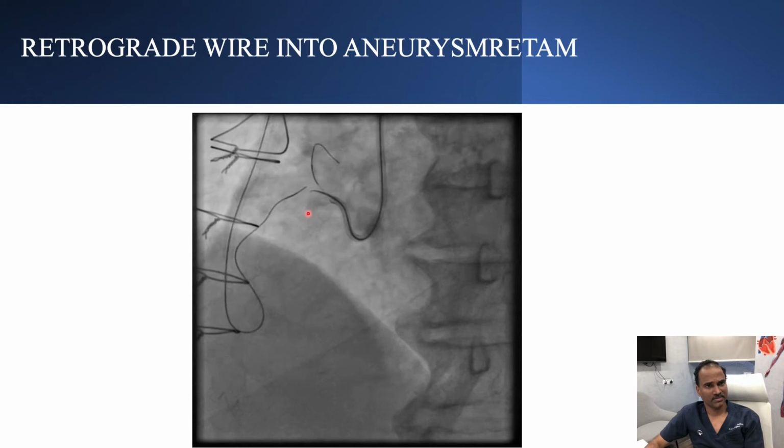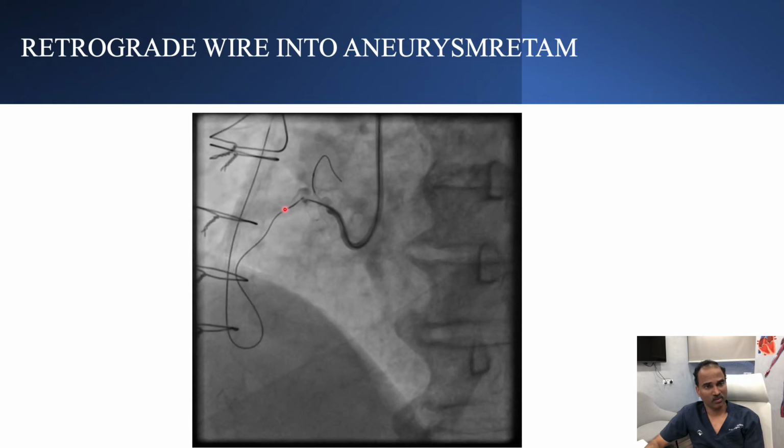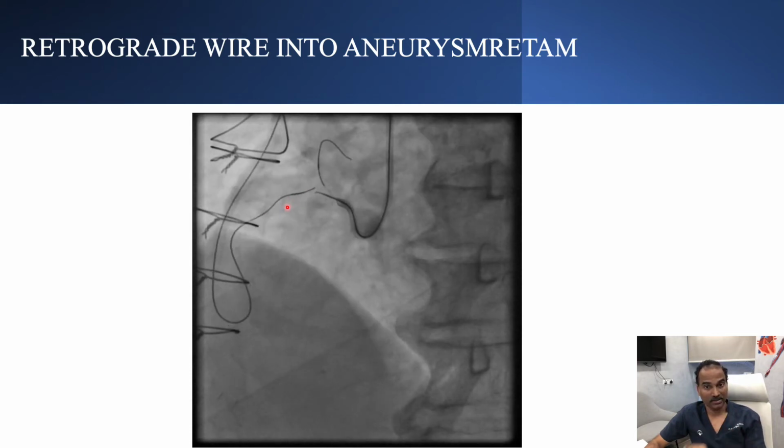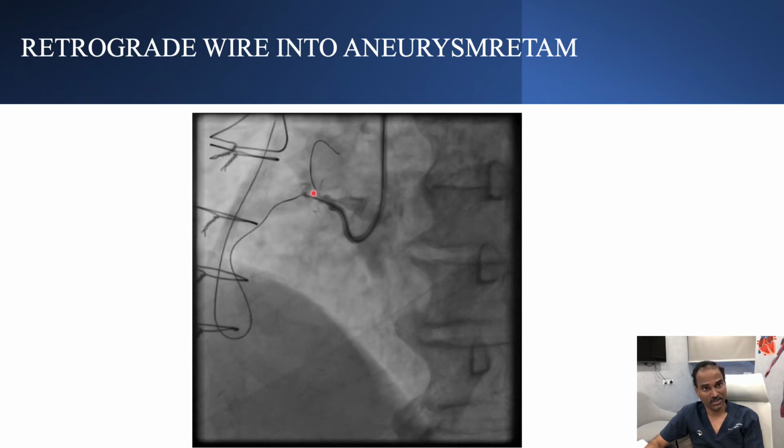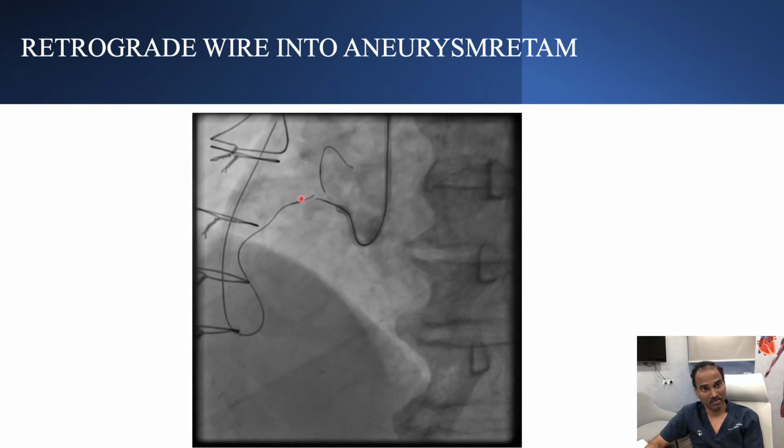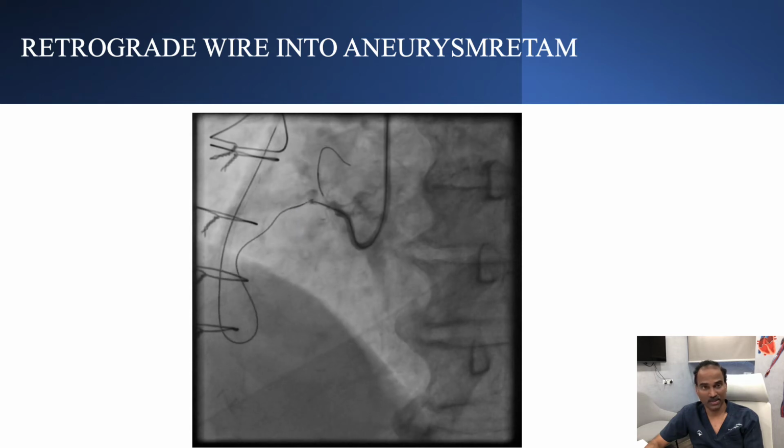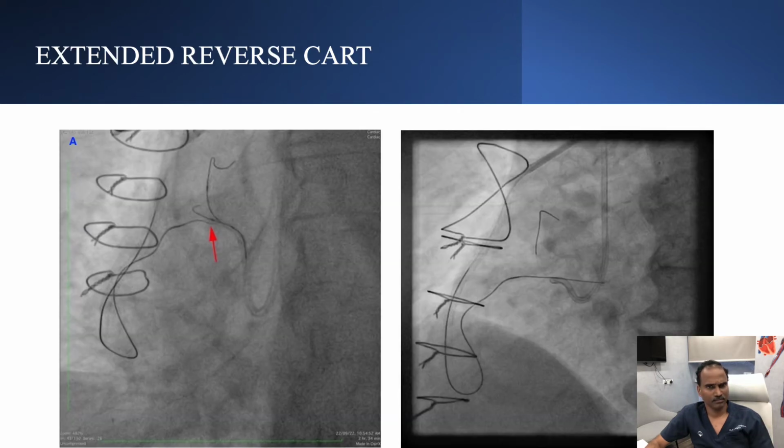And at the first attempt, my retrograde wire escalated to Gaia 2 just went into aneurysm. You can see here both antegrade and retrograde wires are in the aneurysm. So after initial attempt, Gaia 2 went into aneurysm, we further escalated retrograde wire to Gaia 3, which was redirected into the wall away from the aneurysm.